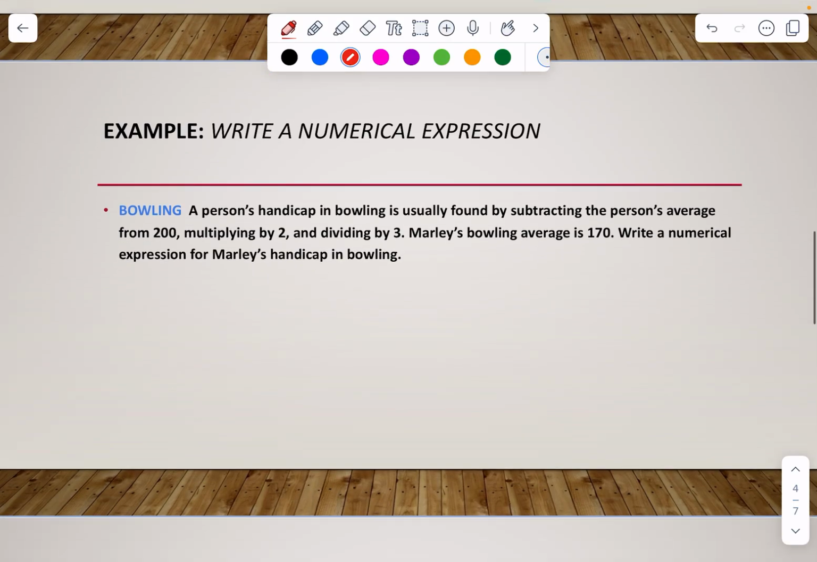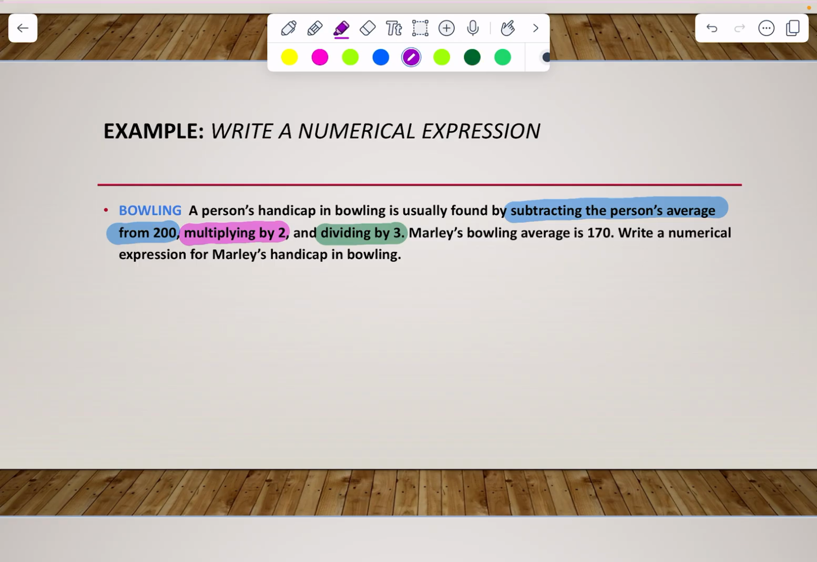Okay, let's try another one. It says bowling. So we're going to focus here just on a story problem of bowling. It says a person's handicap in bowling is usually found by subtracting the person's average from 200, multiplying by 2, dividing by 3. So subtracting the person's average from 200, multiplying by 2, and dividing by 3. If you notice, they use commas, which tells us what we're doing first, then second, then third.